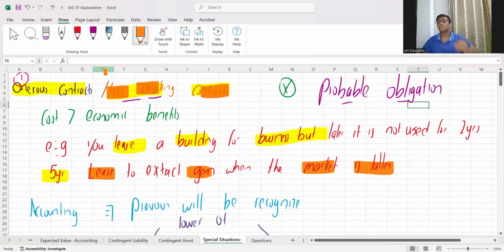Why? Because you have signed saying that whether I conduct my business in extracting gems or whether I do not conduct my business, I will be paying you the annual lease. So that is why I call these onerous contracts. These are loss-making contracts. You are in a legal or a constructive obligation here that whether you conduct the business or not, you need to pay an outflow of cash.